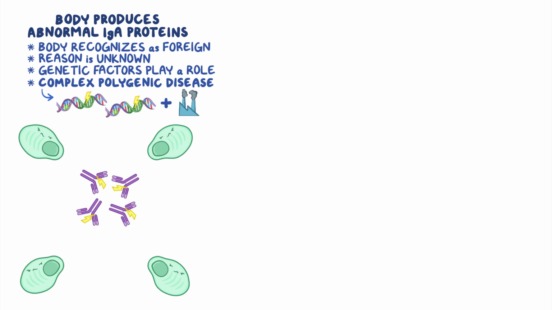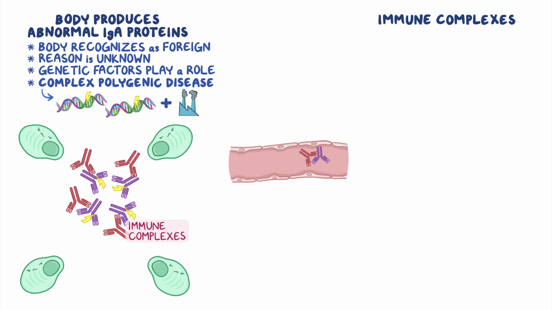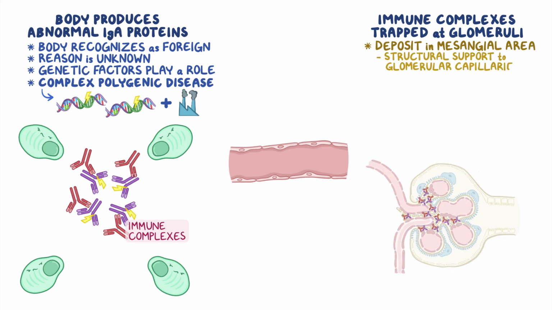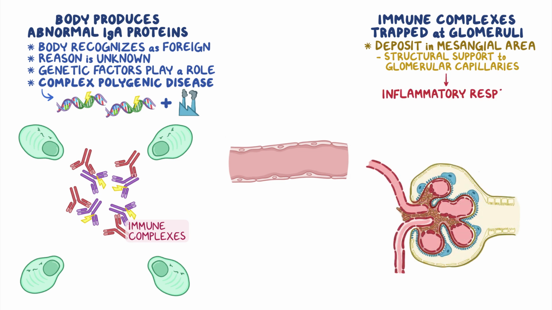Whatever the cause, the result is that our immune system attacks these antibodies, which leads to the formation of clusters of proteins called immune complexes. These immune complexes then travel through the bloodstream and get trapped at sites of filtration, like the glomeruli in the kidney. IgA protein immune complexes deposit primarily in the central area of the glomerulus, known as the mesangial area, which is the tissue that offers structural support to the glomerular capillaries. Once these immune complexes start depositing, they trigger inflammatory reactions at the site, which ultimately lead to permanent glomerular damage, which may eventually lead to kidney failure.